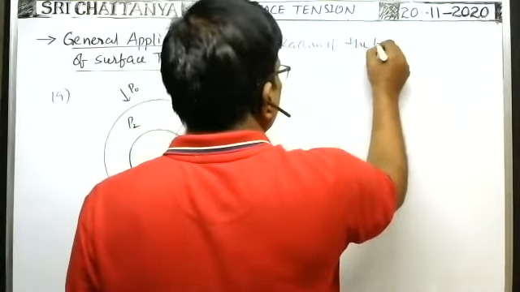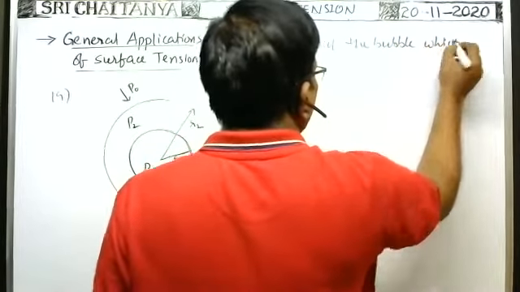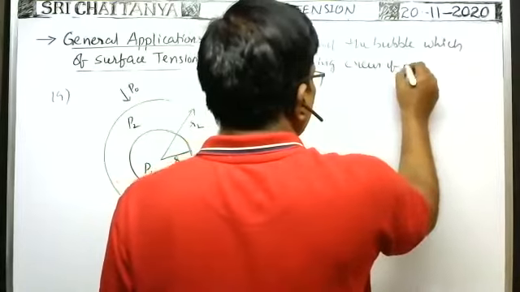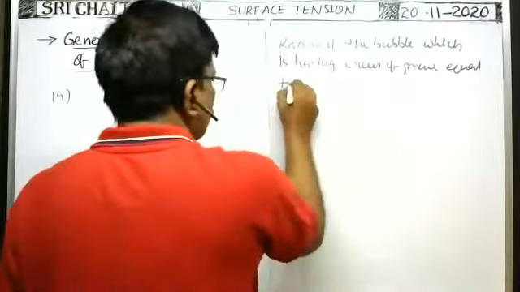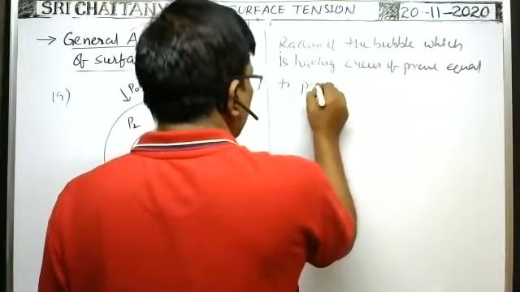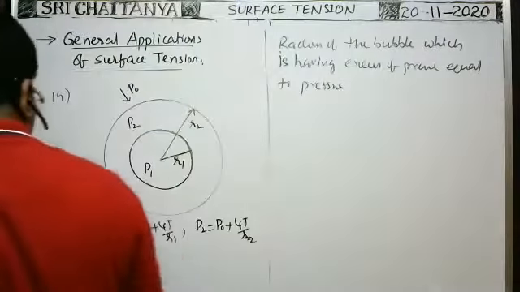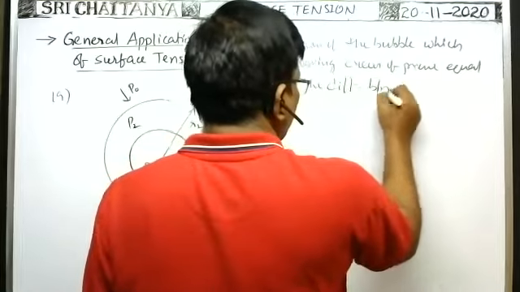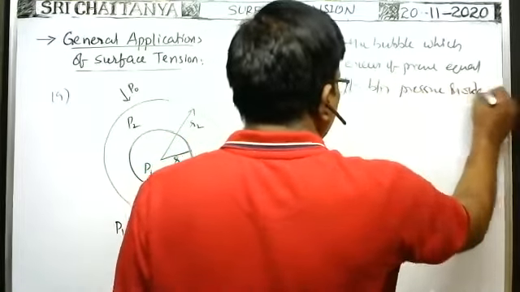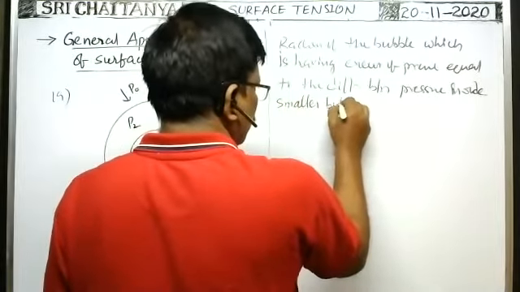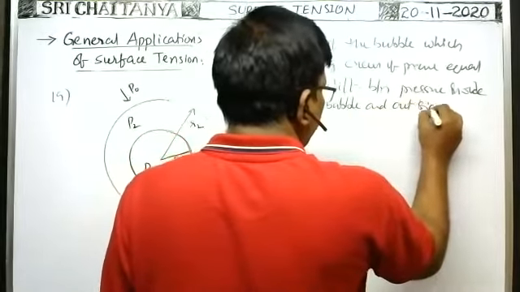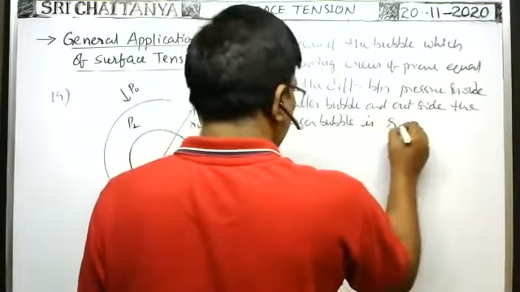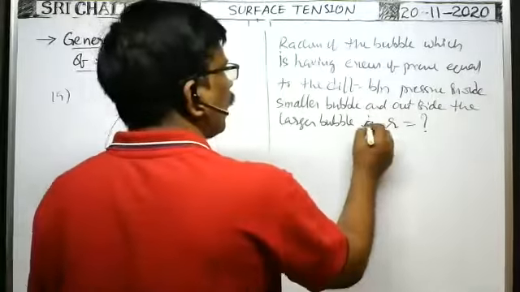the radius of the bubble which is having excess of pressure equal to the difference between the pressure inside the smaller bubble and outside the larger bubble, small r, is equal to question mark.